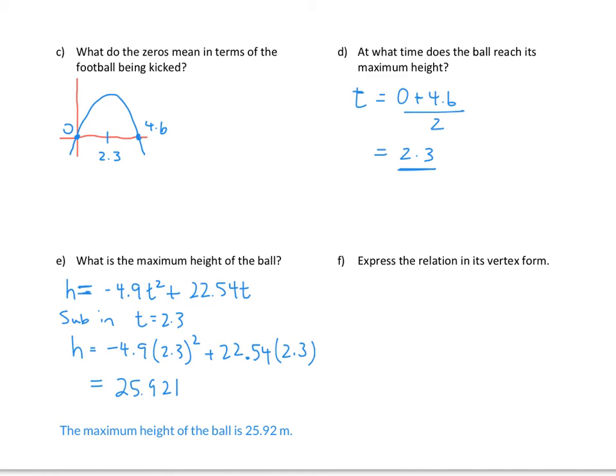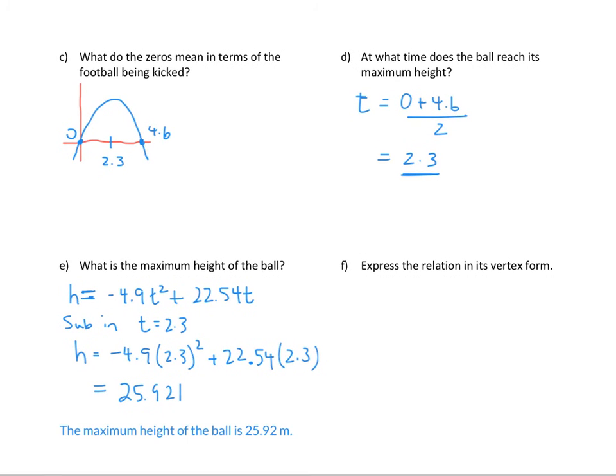All right, our last part to this question is express the relation in its vertex form. So remember, the vertex form is what tells us the vertex, as well as your width and direction of opening. So I'll just write in the generic vertex form to remind you of that. The generic vertex form looks something like this. We have the h for the x-coordinate of the vertex and the k for the y-coordinate of the vertex.